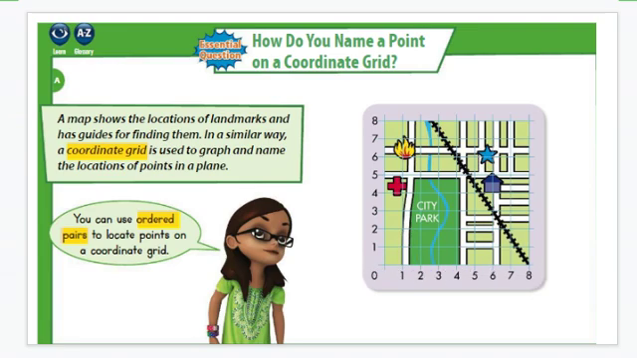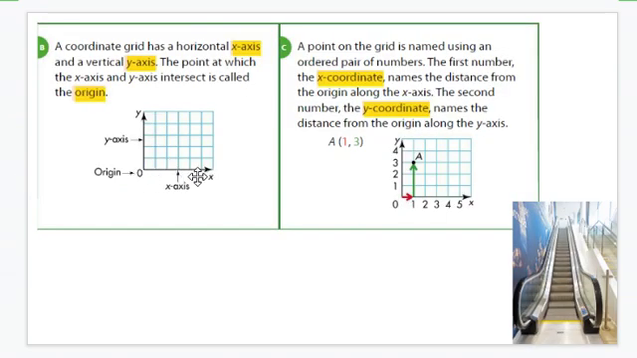This axis, let me go ahead and come here, is the x-axis. The up and down is the y-axis. And the point at which the x and y-axis intersect is always called the origin, okay?